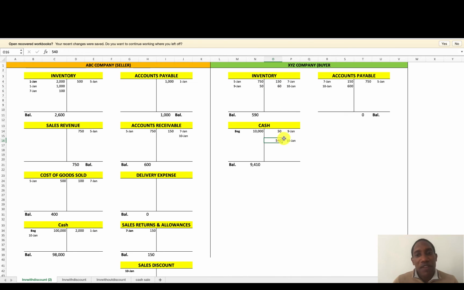So now if you look at this $590, what is this $590 made up of? It's made up of the $540 that I paid for the inventory, plus the $50 that I paid for the shipping charges. So $540 plus the $50 is $590, and this $590 in inventory actually represents payments that I made for the items that I received.